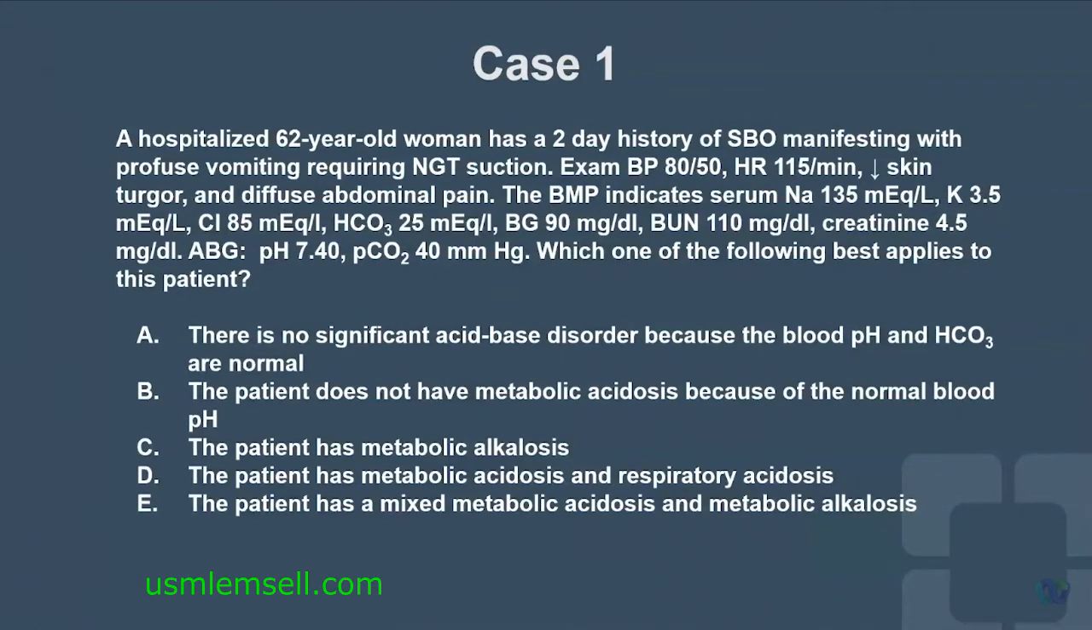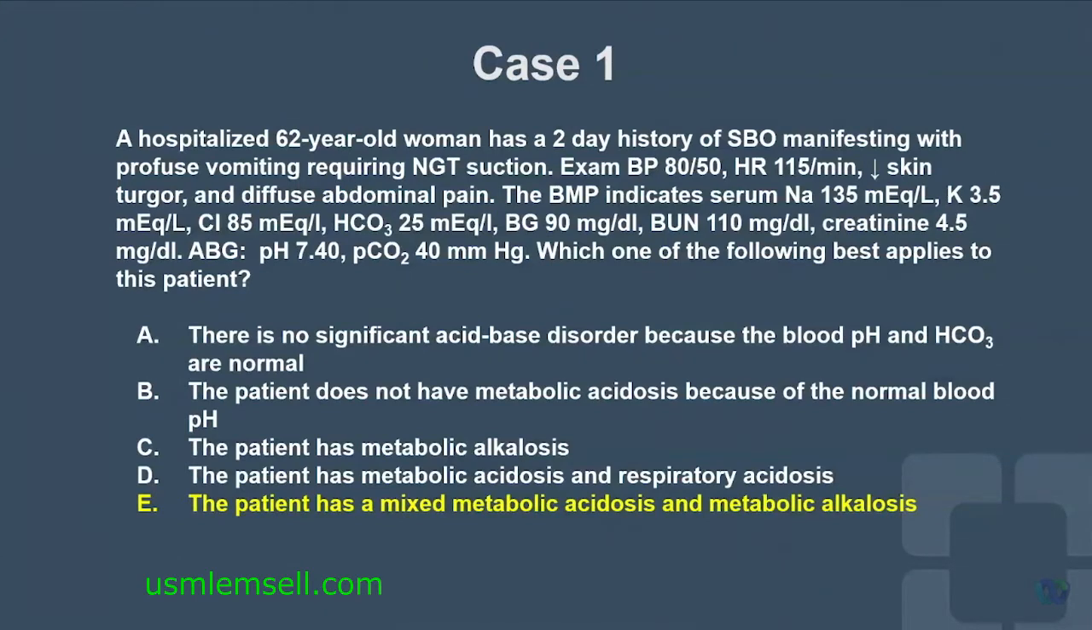Does she not have an acid-base disorder because her blood pH and bicarb are normal? She does not have metabolic acidosis because of normal blood pH. She has a metabolic alkalosis. She has a metabolic acidosis, respiratory acidosis, or she has a mixed metabolic acidosis and metabolic alkalosis. So this is the answer.